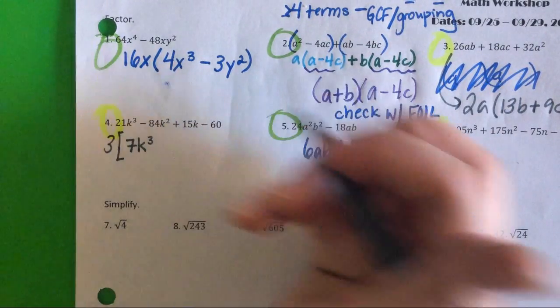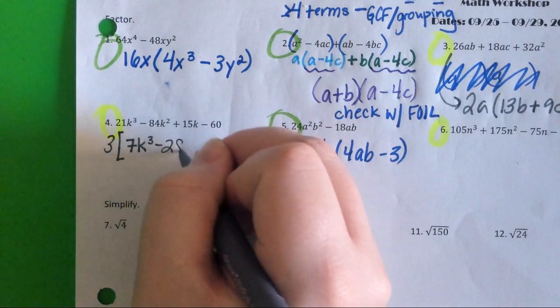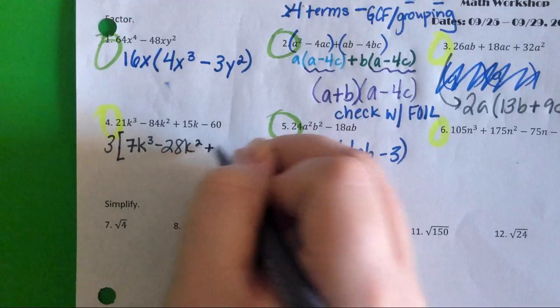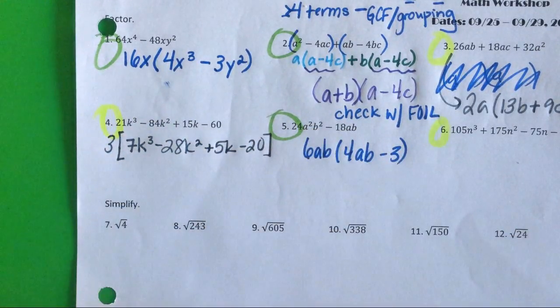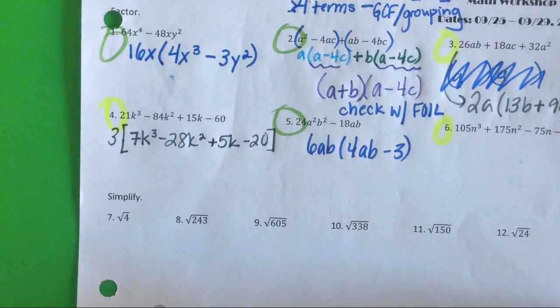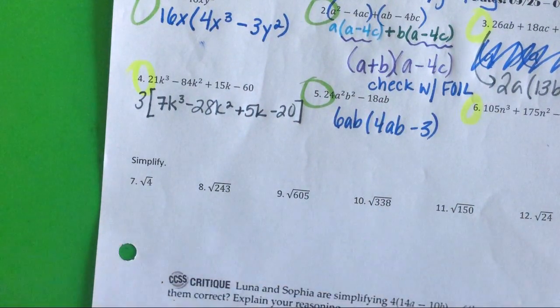A point to whoever can tell me what the rest of it is that's left. Minus 28k squared plus 5k minus 20. And Paige got her group the next point. Okay, are we done? We pulled out the GCF. Every other problem we've been done after we pulled out the GCF. What's different about this one? There's 4 terms, so what can we do?